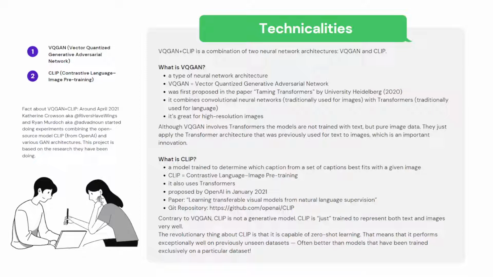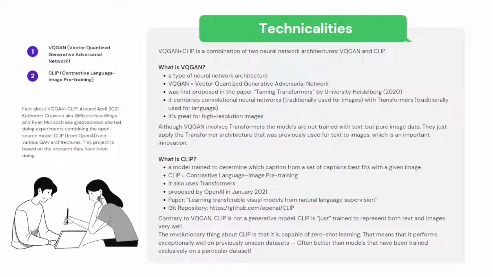VQGAN is a type of neural network architecture. The full form is vector quantized generative adversarial network. It was first proposed in the paper Taming Transformers by University Heidelberg, and it combines convolutional neural networks (CNNs) along with transformers to get something which is out of this world, which is really unique every time. And it's also great at super-resolution, for example, converting low resolution images into super resolution and such.